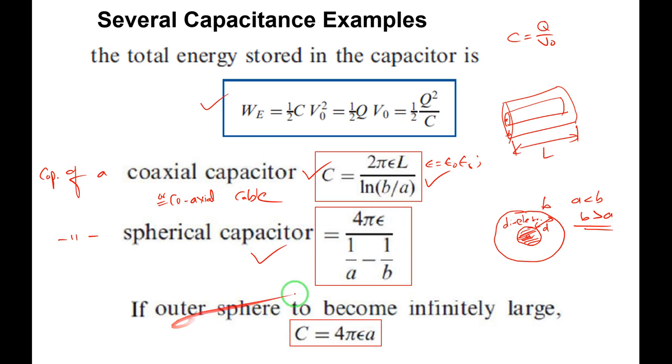If we take this outer sphere and assume that B is at infinity, then 1 by infinity will be 0. So this term is 0, A goes to the numerator, and I will get 4 pi epsilon A. So if the outer sphere is moved to infinity, or is infinitely large, then C is equal to 4 pi epsilon A. This gives the capacitance of an isolated metallic conductor, because the other outer conductor is taken to infinity, right?